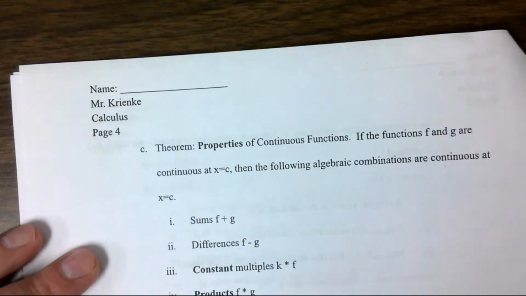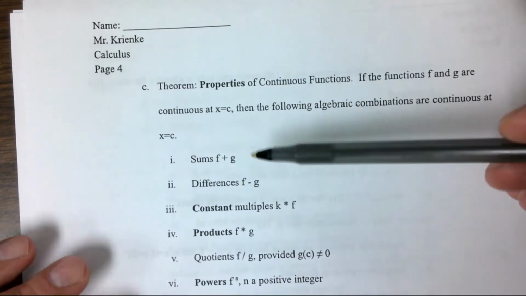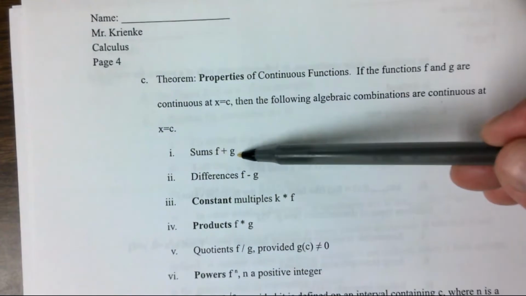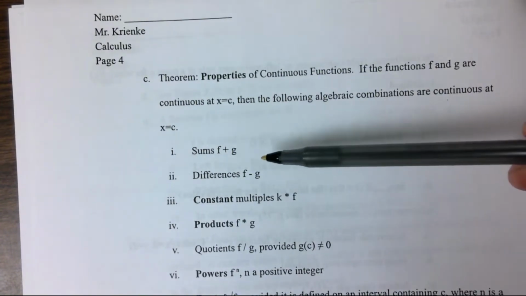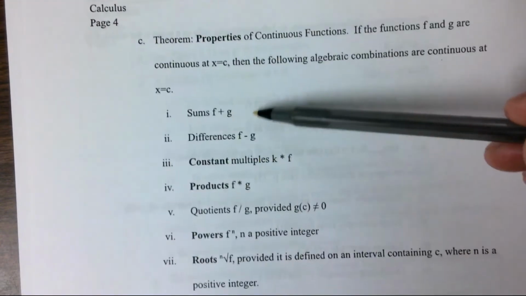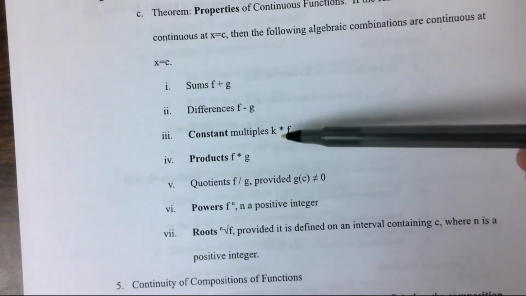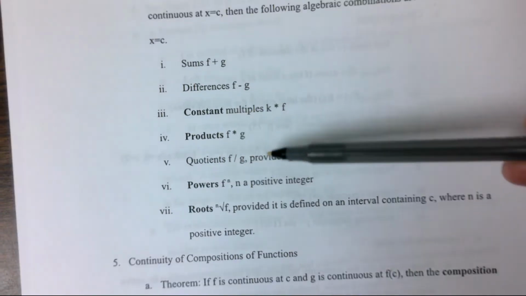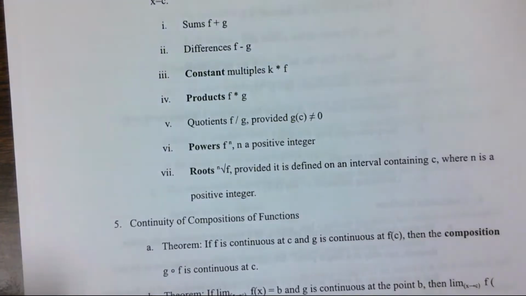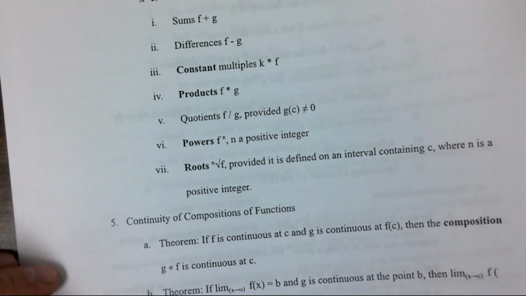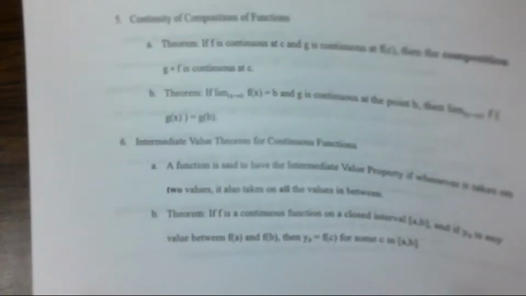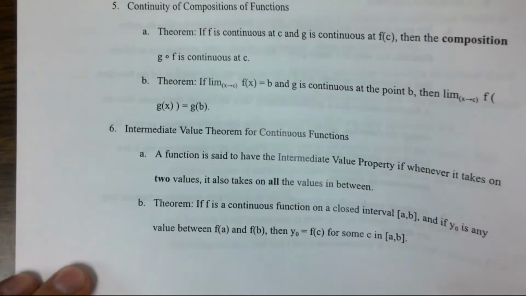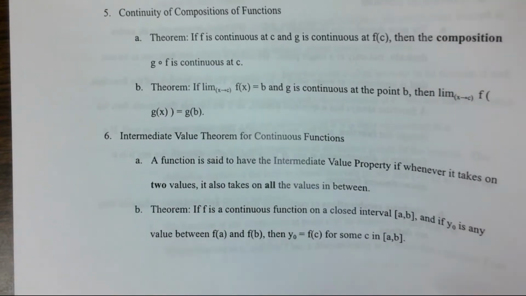You do have some properties of continuous functions where you could add functions and it's going to be higher up on the y values. You also have differences where it could be lower. Constant multiples, products, quotients, powers, and roots. Then you have your intermediate value theorem, which basically means if your two y values have a sign change, then you must have a zero of the graph.